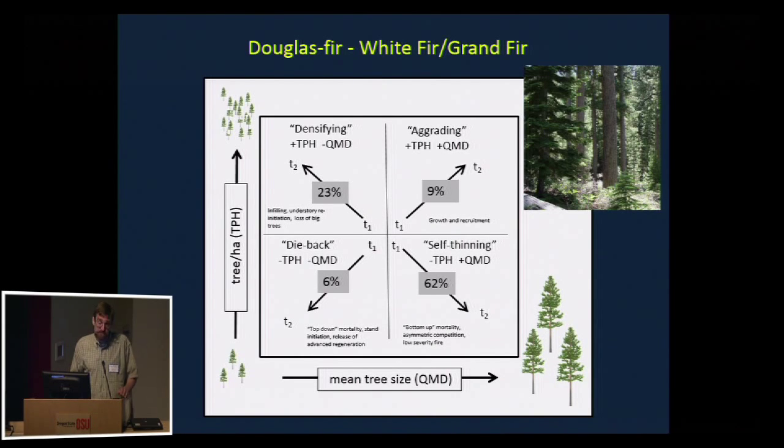The numbers are actually fairly similar if you look at old growth Douglas fir, white fir, grand fir across, again, all of Oregon, Washington, and Northern California, where most of the stands are going through self-thinning, 62%. It's interesting that even despite drought and insects and wildfires, almost a quarter of these are still getting denser. So it provides a bit of a framework to start thinking about structural change.